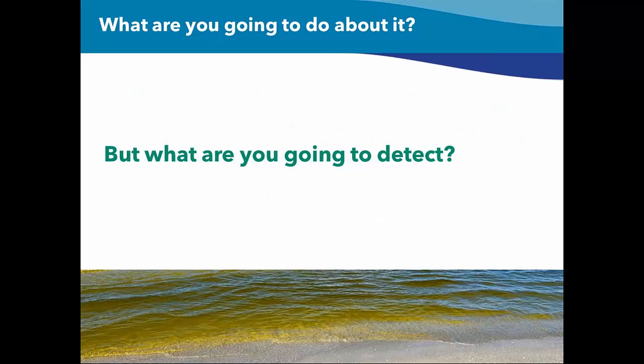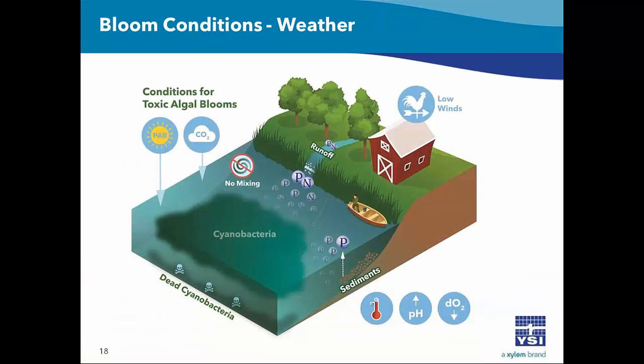So what exactly are you going to detect, though? If you want to do that early warning type of approach, what is it that you want to be monitoring for? To answer that question, it might be helpful to remind ourselves or learn a little bit about some of the things that are both causes and effects of harmful algal blooms. And I break those bloom conditions out into weather or meteorological conditions, as well as water quality.